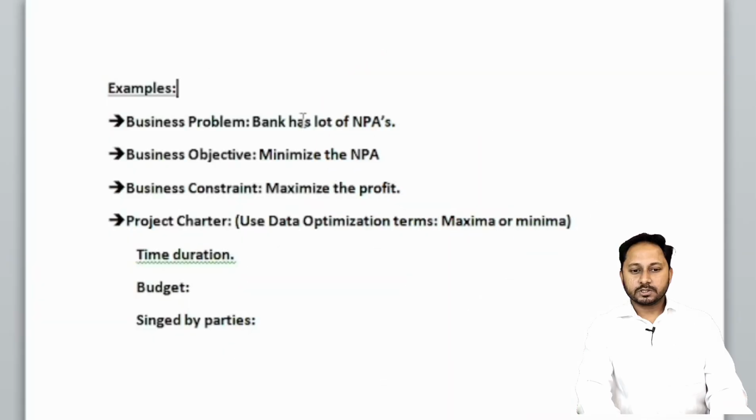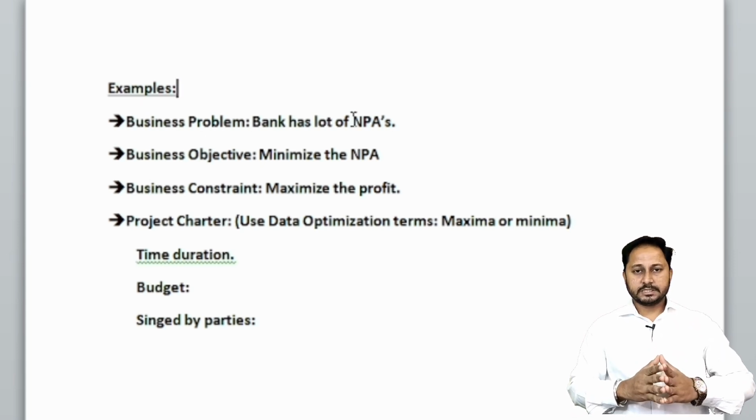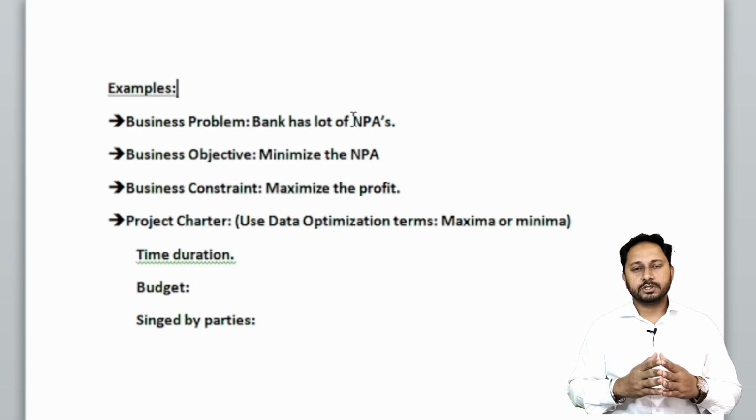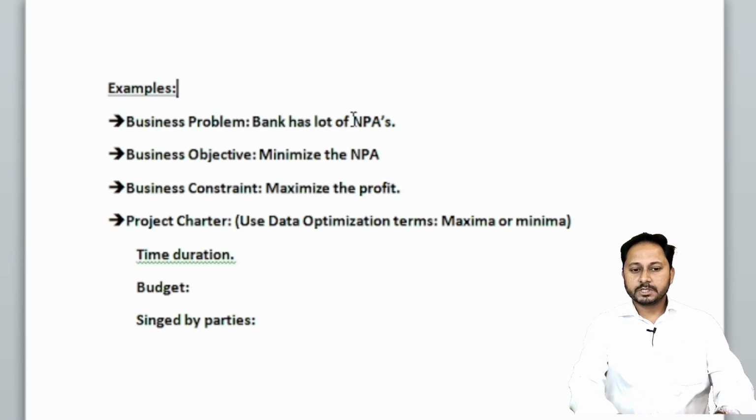Okay. So this is one of the example, like the business problem. There is a client who is a bank. Bank client is coming to you and saying, hey data scientist, we have a lot of NPAs. Please help us reduce our NPAs. So your business problem is bank has a lot of NPAs. Okay, your client is bank.